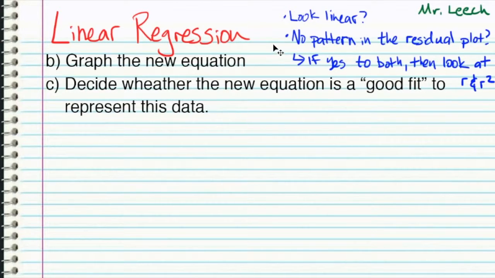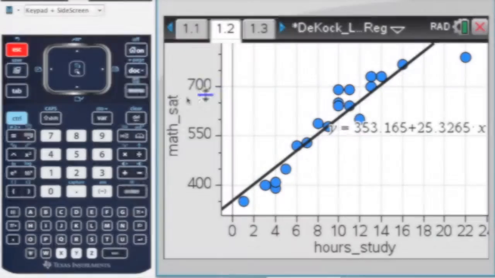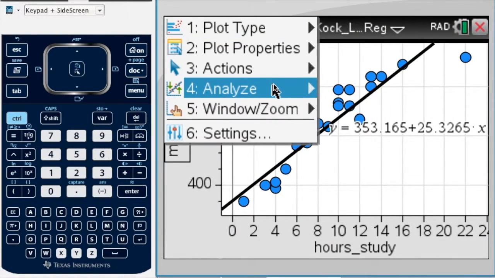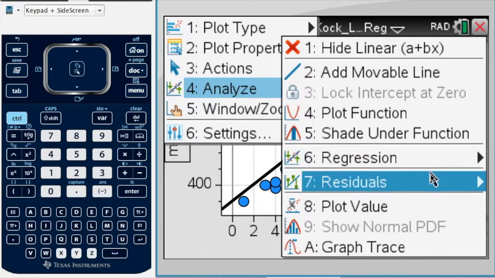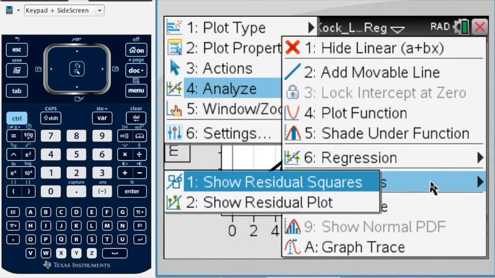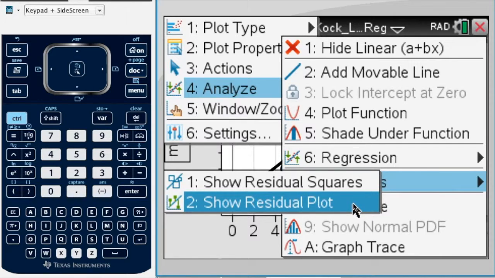Then if it appears to be linear, we need to create what's called a residual plot. If the data appears to be linear and the residual plot is fine, then we can look at r and r squared to determine how strong of a fit it is. Let's go back to the calculator. So click on Menu, Analyze. Now that we have a regression, we can look at the residuals. So pick Residuals, and then Show Residual Plot.